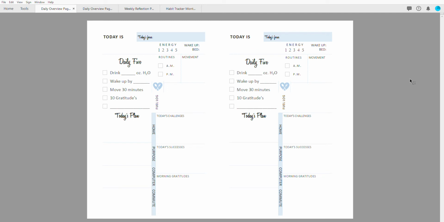In this video, we are going to be reviewing the daily pages in both the Max 4M and 2M. So right now, what we are looking at are the Max 2M daily pages.